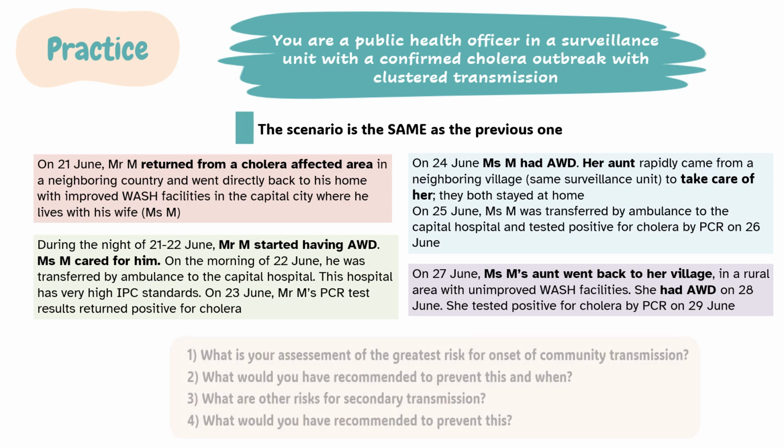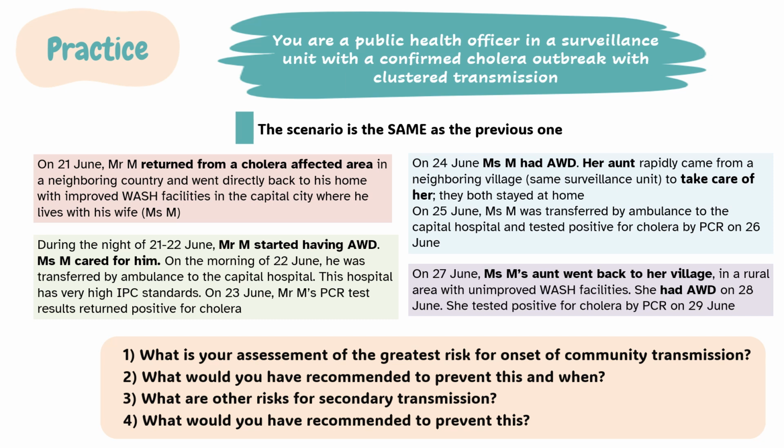In this scenario, what is your assessment of the greatest risk for onset of community transmission? What would you have recommended to prevent this and when? What are other risks for secondary transmission? What would you have recommended to prevent this? Pause the video and take the time you need to reflect about this scenario and the best course of actions.